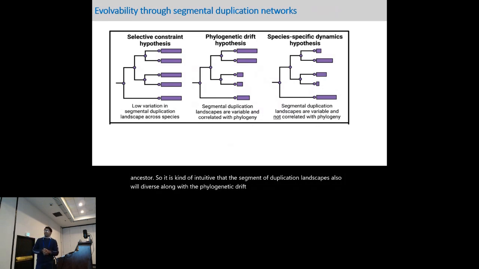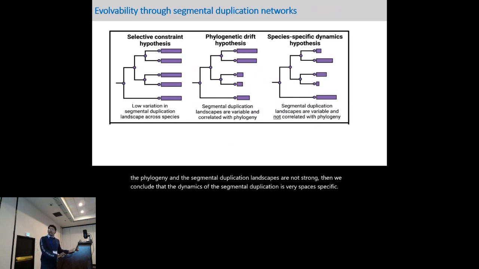And the third hypothesis is basically the alternative to the second one. It describes that if the relation between the phylogeny and the segmental duplication landscapes is not strong, then we may conclude that the dynamics of segmental duplication is very species specific.